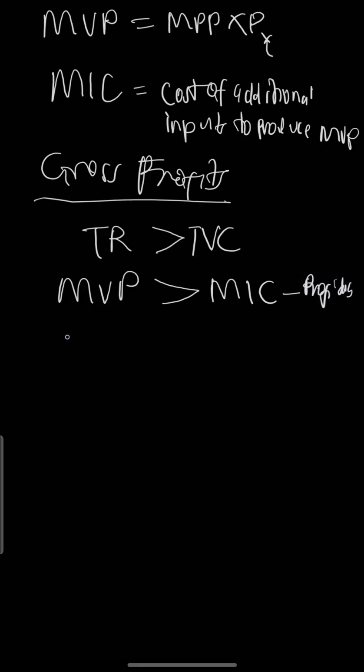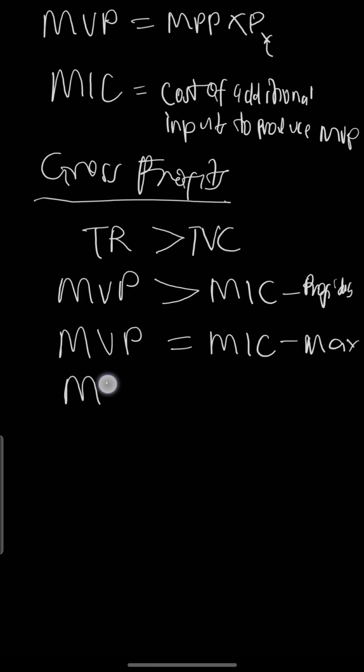Then at the point where you're maximizing profits, you're getting the most profits you can get, and your marginal value product must be equal to your marginal input costs. This is the point of maximum profits. Then we have a point where the marginal value product is less than the marginal input costs. This is a point of a loss.